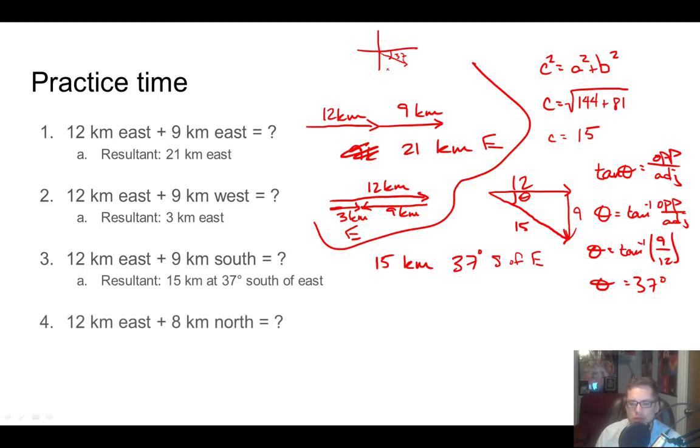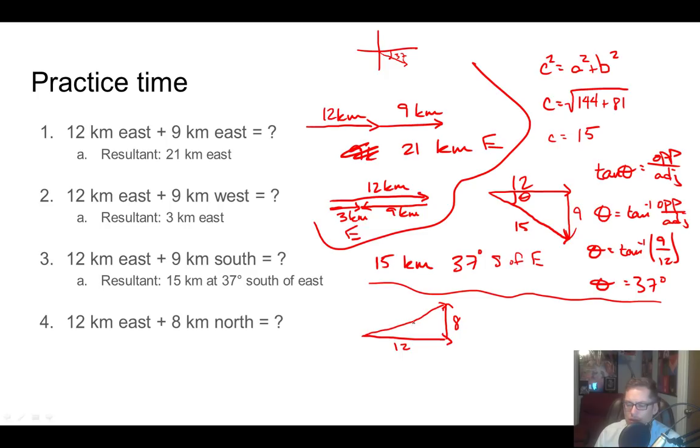Now let's try another one: 12 kilometers east, 8 kilometers north. This is going to be very simple. You could pause the video and try it on your own. Here we go. We go east 12, and then 8 north. Our resultant vector is going to be this one here.